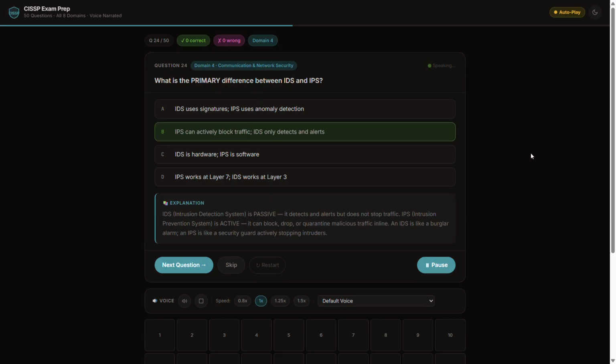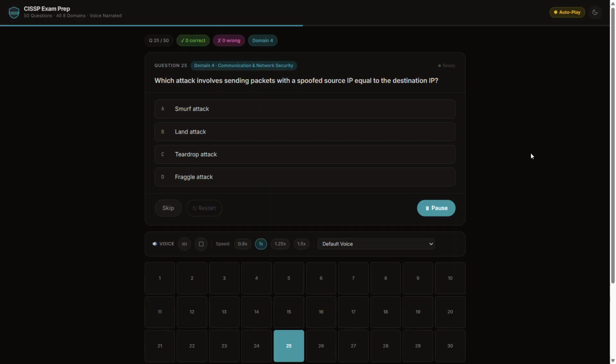Correct answer: B. IDS, intrusion detection system, is passive. It detects and alerts but does not stop traffic. IPS, intrusion prevention system, is active. It can block, drop, or quarantine malicious traffic inline. An IDS is like a burglar alarm. An IPS is like a security guard actively stopping intruders.